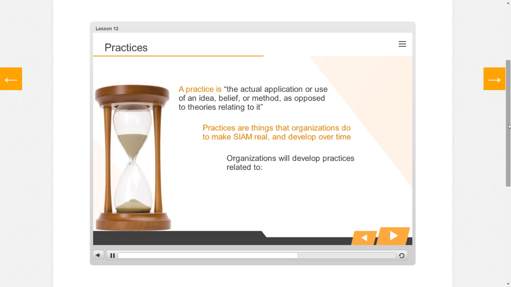Organizations will develop practices related to people, to processes, to measurement, and to technology over time as their maturity increases. We're going to study an example from each area and then look at some associated practices based on the experience of organizations currently using models based on SIAM.